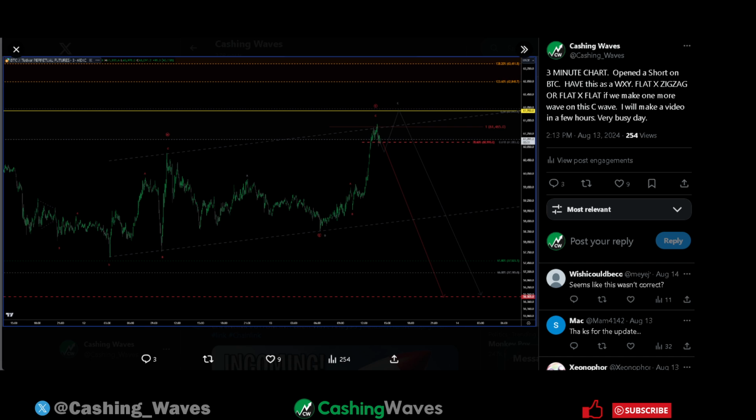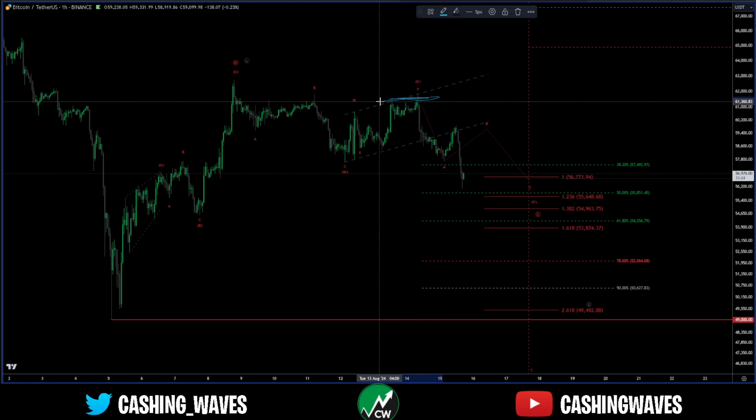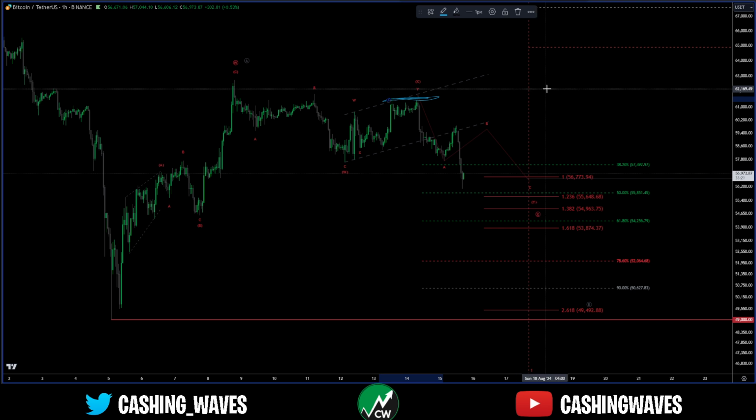using rules and guidelines. So I posted this on August 13th, which was right at 61,465. That was the one-to-one extension. And this was down on a 3-minute chart. And I posted that I opened a short trade. I was looking for a pivot from this area, or alternatively, one more move to the upside and then the pivot and continuation to the downside. That was right in this area, right here. Pretty much the exact high. So we did get that alternative, but it was close enough.